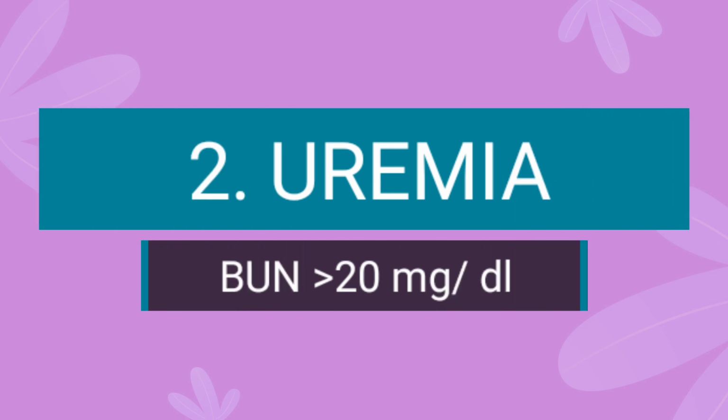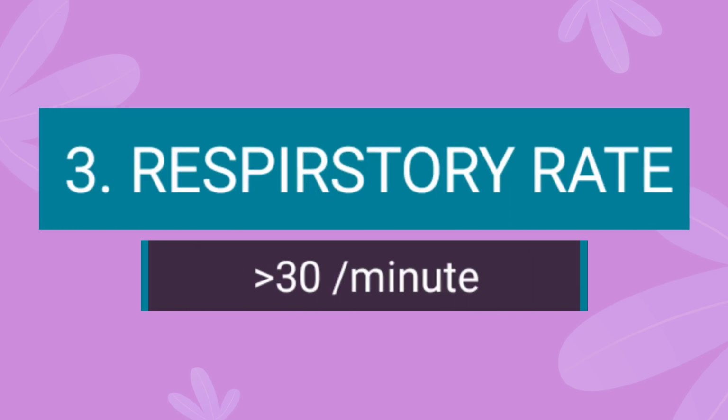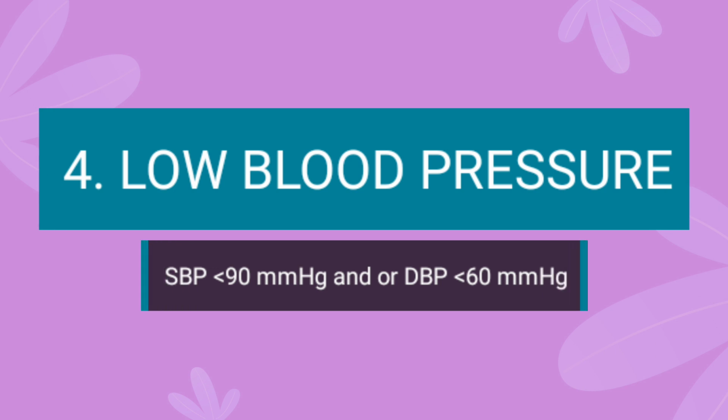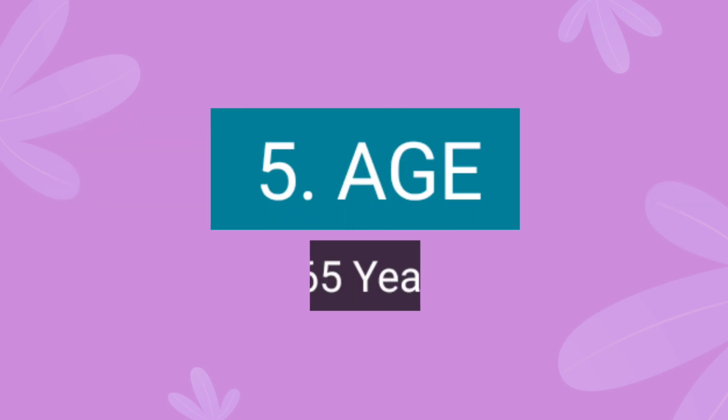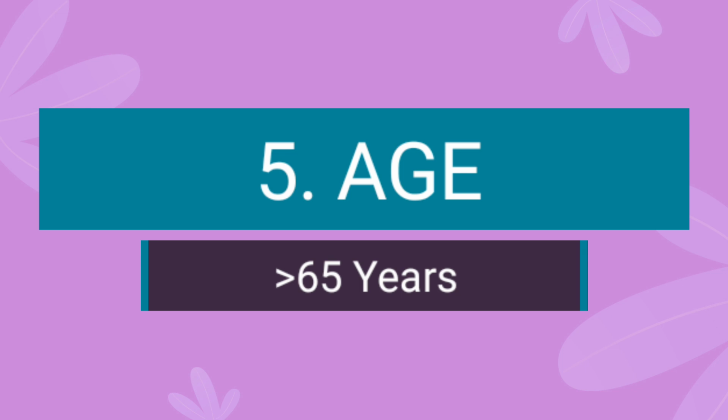Uremia is defined as blood urea nitrogen of more than 20 mg per deciliter. The third parameter is respiratory rate, and if it is more than 30 per minute, it is significant. Blood pressure is considered low if systolic blood pressure is less than 90 mm of mercury and/or diastolic blood pressure is less than 60 mm of mercury. And finally, age more than 65 years.